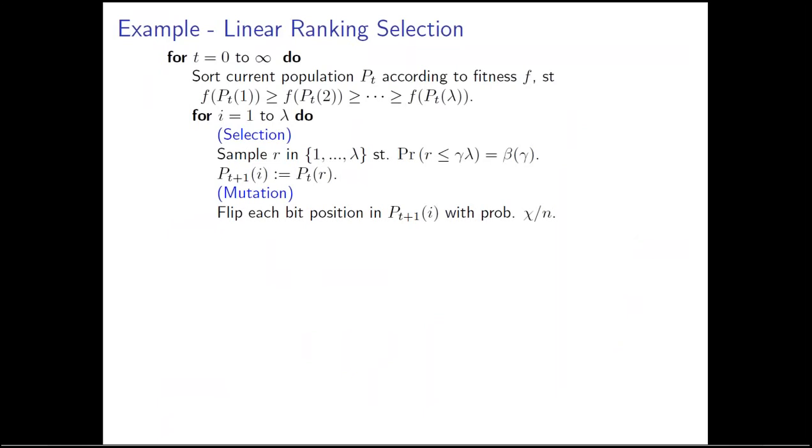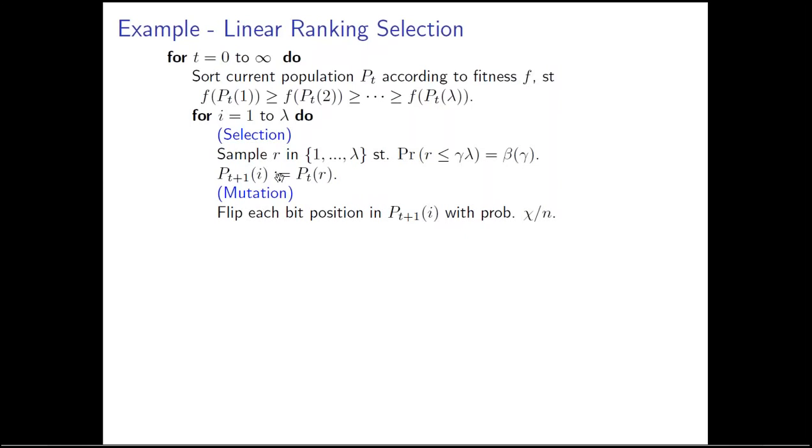So here is how we can use the selection mechanism in an evolutionary algorithm. Here we have an iterator t, which is counting the number of generations. So we start at generation 0. We assume that we have some initial population, and usually we pick that initial population uniform at random. The first thing we do is sort the population according to the fitness, and then we want to produce lambda new offspring. So our population size in this algorithm and in the rest of this talk will be called lambda, this parameter. So we produce lambda new individuals, and we do that first by selection according to this linear ranking selection mechanism. So the probability of picking an individual with rank less than gamma lambda is given by beta gamma. So that's the function on the previous slide. So we select one individual.